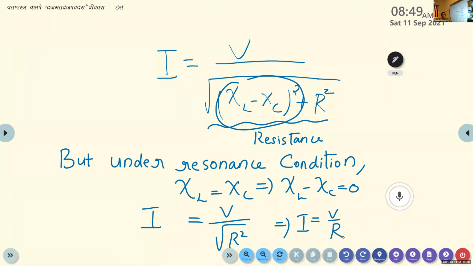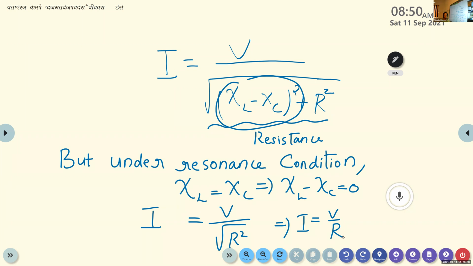Under resonance condition, the resistance offered by the inductor becomes equal to the resistance offered by the capacitor. That is X_L is equal to X_C. That is what is known as the resonance condition. So under this resonance condition, X_L minus X_C is equal to 0. So what happens to the equation for current? I is equal to V by root of R square. The first term cancels, it becomes 0. So I is equal to V divided by root of R square, or we can write I is equal to V by R.